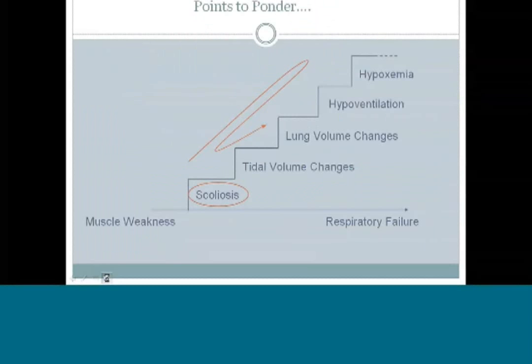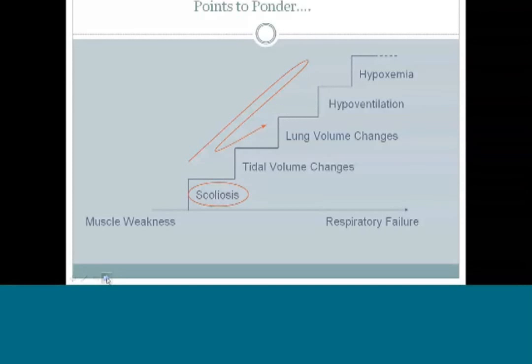Let's go to the next slide, slide 14. I go back and forth in my mind when I look at the process that takes individuals from pure muscle weakness to frank respiratory failure. The things that come into play are scoliosis, which I believe can lead to lower breath volumes, or what we call tidal volumes, that lead progressively to lung volume changes. And when you have shallow breathing, worse during sleep, you tend to have a couple of additional pathologies, which we call hypoventilation and hypoxemia. Essentially what that means is elevation of carbon dioxide and lower oxygen levels.